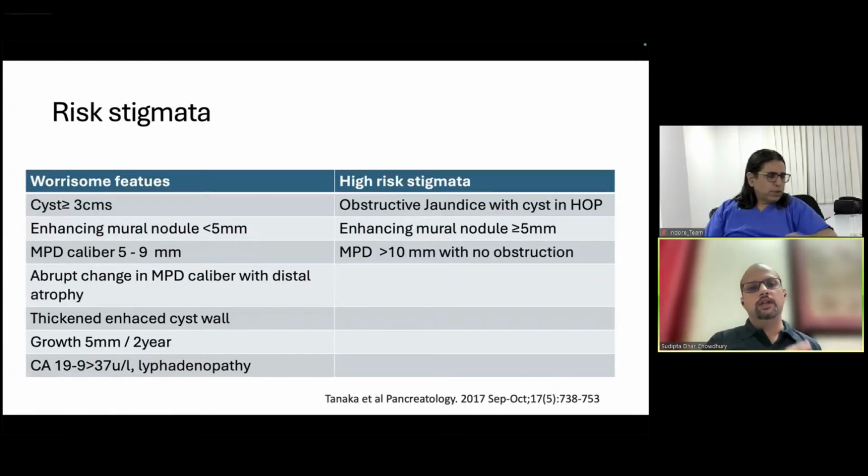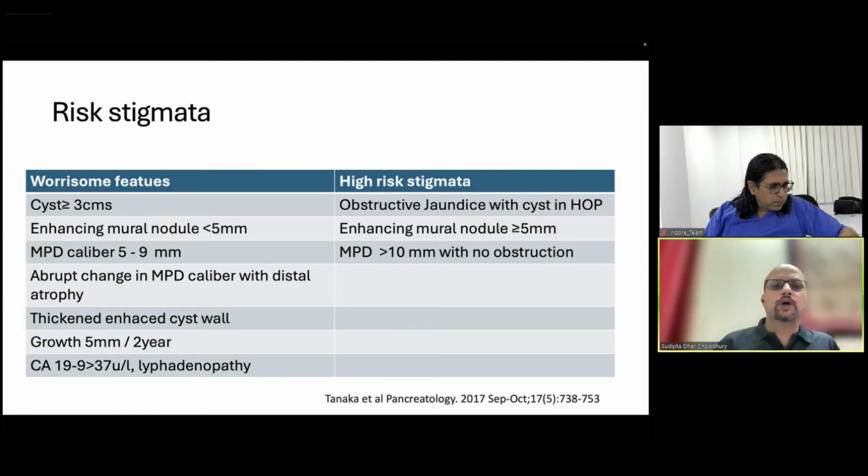So now that we have a cyst, we have to discriminate between those cysts which have high-risk stigmata and those which have worrisome features. Now, high-risk stigmata include an enhancing mural nodule of more than 5 millimeters, obstructive jaundice because of a cyst in the head of the pancreas, that is, the cyst is occluding the duct, or an MPD of more than 10 millimeters. These are features of high-risk stigmata.